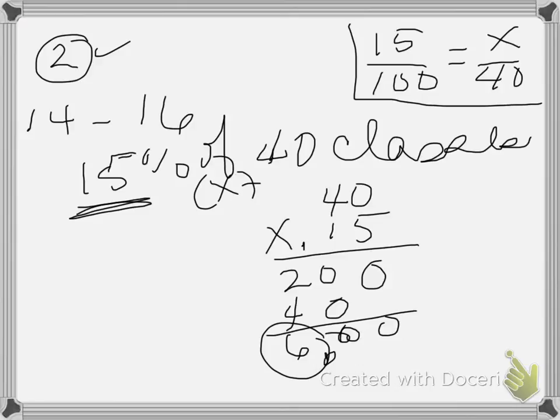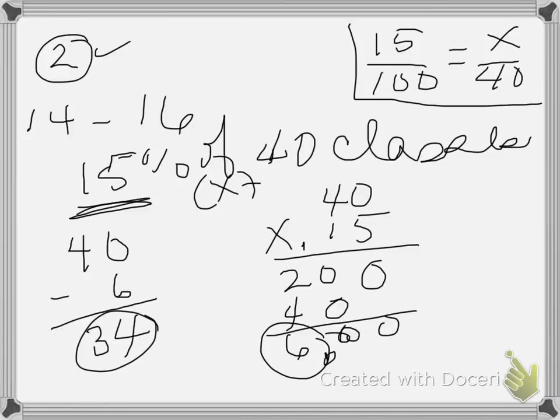No more than 6. But the question is not asking how many she can miss. If you look at your sheet, the question is asking how many she must attend, the minimum number of classes to be in the recital. So if this is what she misses, just subtract 6 from 40. That means she would need to attend 34 classes. That was number 14. Hope that helped you, Donovan.